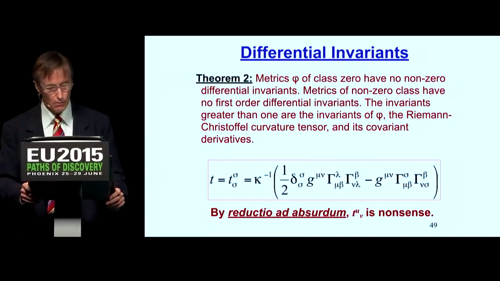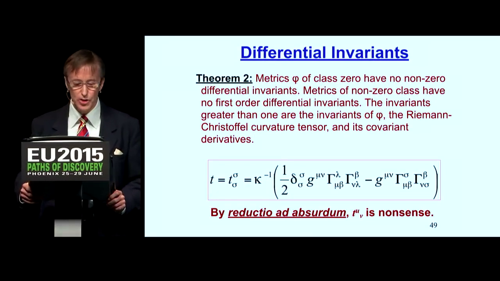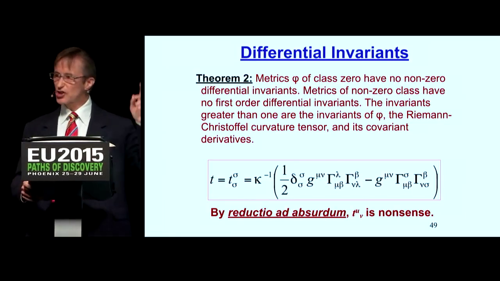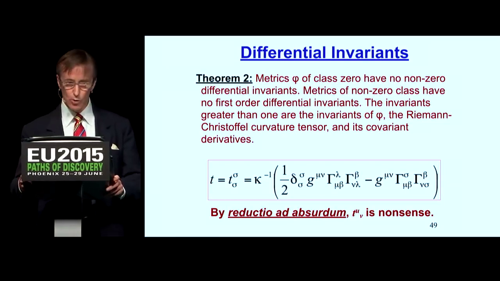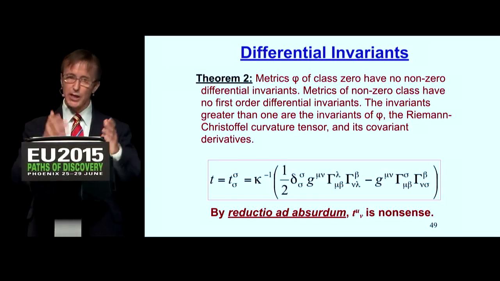Differential invariance. Theorem 2. Metrics phi of class 0 have no non-zero differential invariance. Metrics of non-zero class have no first-order differential invariance. The invariants greater than 1 are the invariants of phi, the Riemann-Christoffel curvature tensor, and its covariant derivatives. So we've got a definition, we've got theorem 1 and 2. Now we contract Einstein's pseudotensor. He's treating it like a tensor, so we'll perform a tensor operation on this one, as he does, and we get t, just like he does.